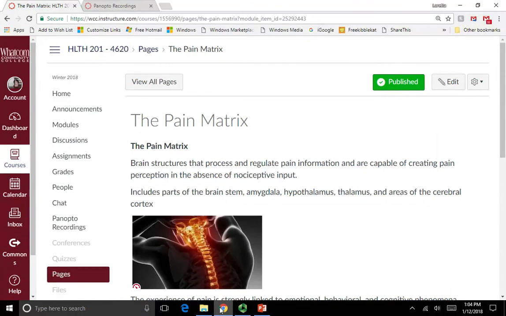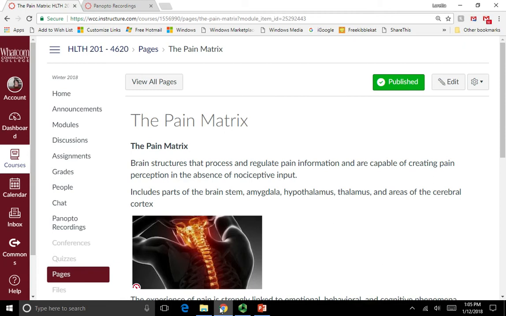So in Chapter 7, we are introduced to the idea of the pain matrix. The pain matrix is basically brain structures that process and regulate pain information. And the interesting thing is that the pain matrix structures are capable of creating pain perception in the absence of nociceptive input. Sometimes we can have a very simplistic idea of, oh, you stimulate a nerve in the periphery and it causes pain in the brain. And that is absolutely not what usually happens. Nociceptive input is part of it, but the pain matrix in the brain is capable of creating pain even in the absence of nociceptive input.